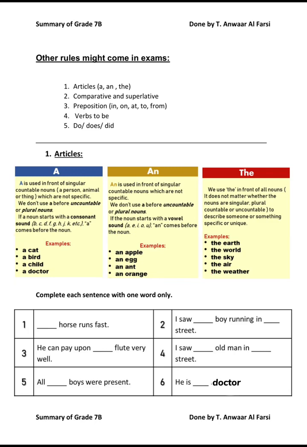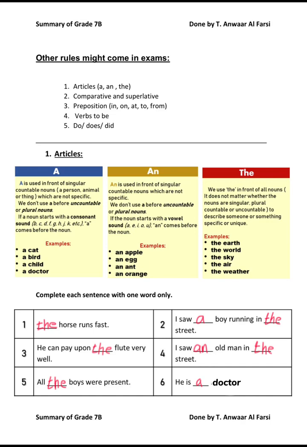Okay, so now we have a small task. Complete each sentence with one word only. Let's view the answers in 3, 2, 1. So the answer for number 1 is, the horse runs fast. We can also say a horse runs fast because a identifies an animal as well.